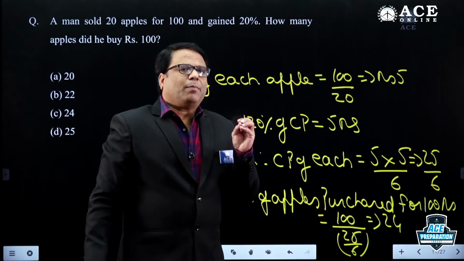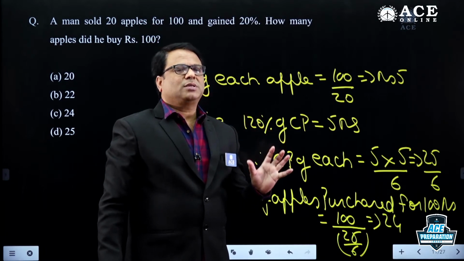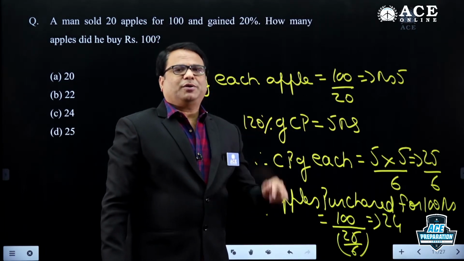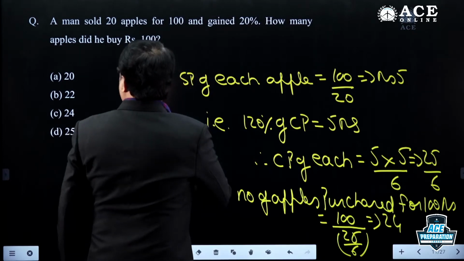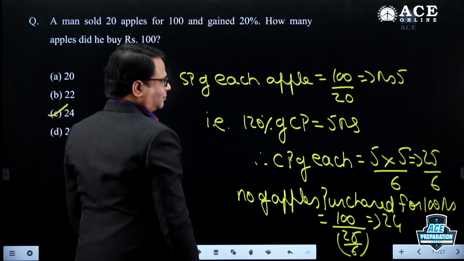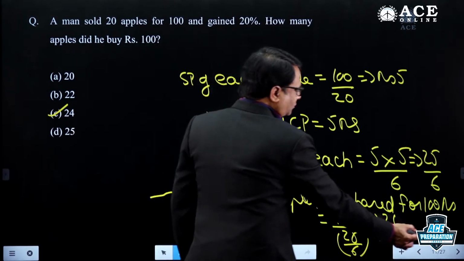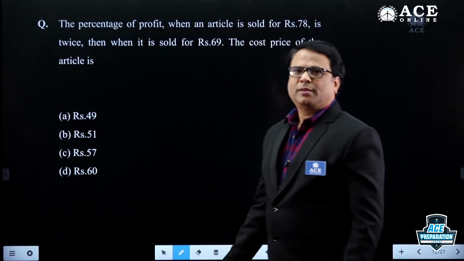So how many apples are purchased for 100 rupees? 24 apples are purchased for 100 rupees. Okay? Right. So the answer here would be option C, 24. The next question.